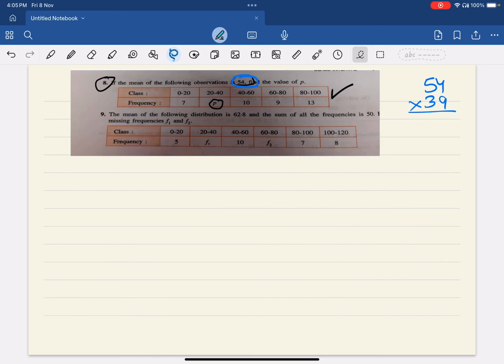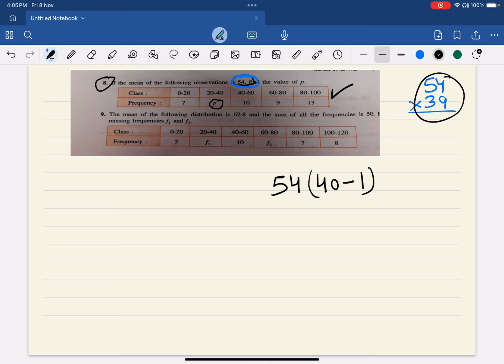Now, as I said, is there a faster way of solving this? You could have done 54 into 40 minus 1. Now, multiplying a number with a 0 is easy.